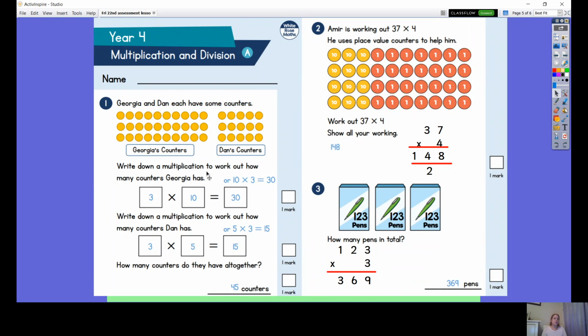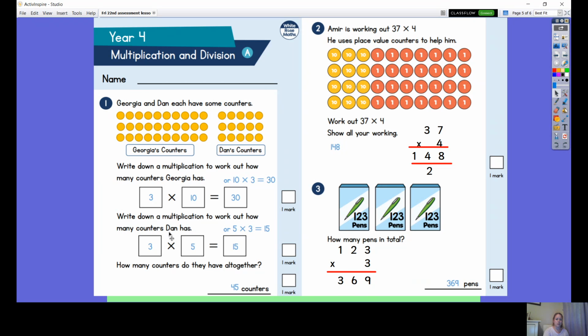We had Georgia and Dan each have some counters. It says Georgia's and Dan's counters there. Write down a multiplication to work out how many counters Georgia has. So there are 3 rows. So I did 3 times 10. Okay, so there's 10 along the bottom, 3 up the side, so 3 times 10, and that makes 30. Well, you might have done 10 times 3, and that's 30, so that's fine. So if you've got either of those, then you've got that one right.